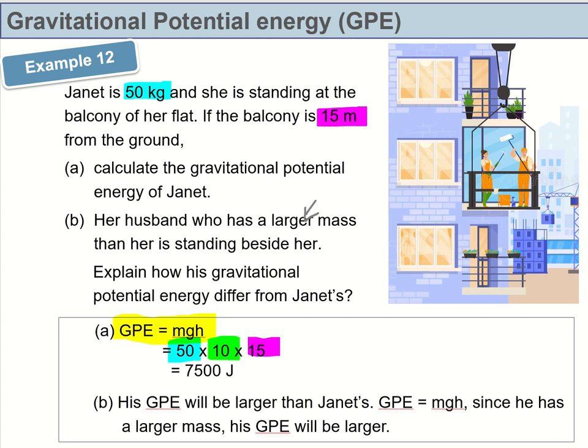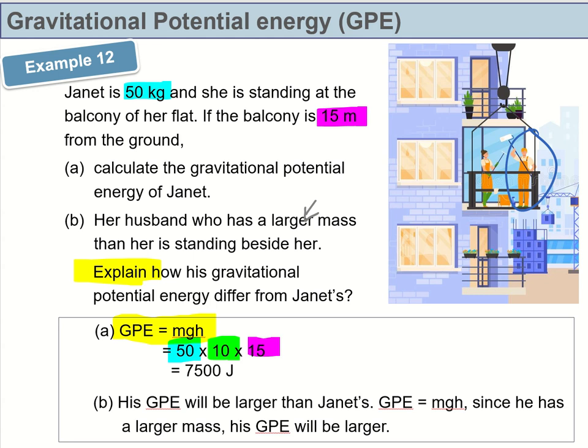The next part of the question asks you to explain how the husband's, so the husband is standing next to her, right? So how does the husband's GPE compare to Janet's GPE? So again, the key word that I want you to take note of is the word explain. So if you're asked to explain about gravitational potential energy difference, one thing that you have to do is to support your answer with the formula for gravitational potential energy. That's how you can get your full credit for your answers.